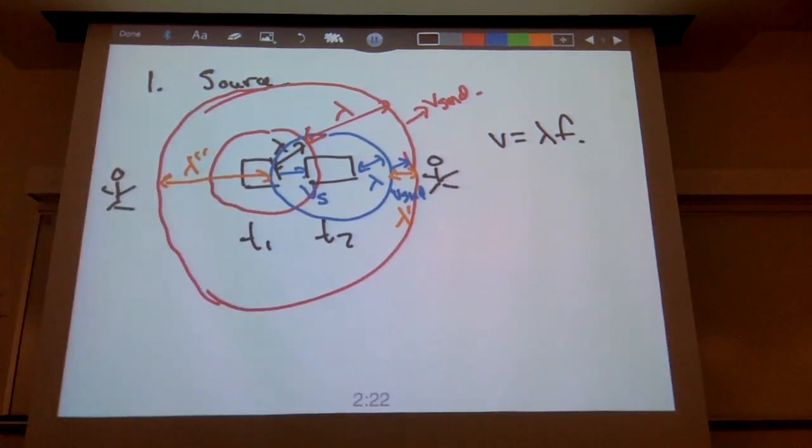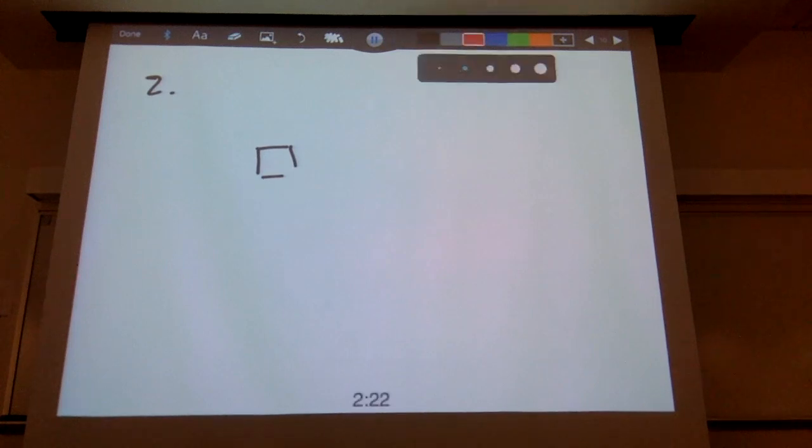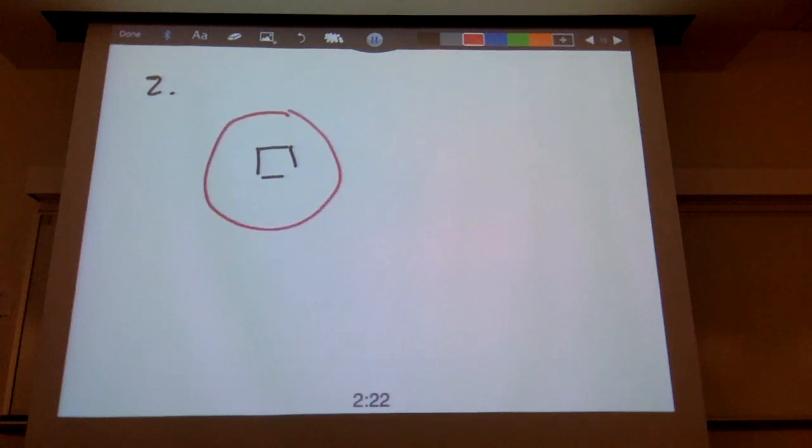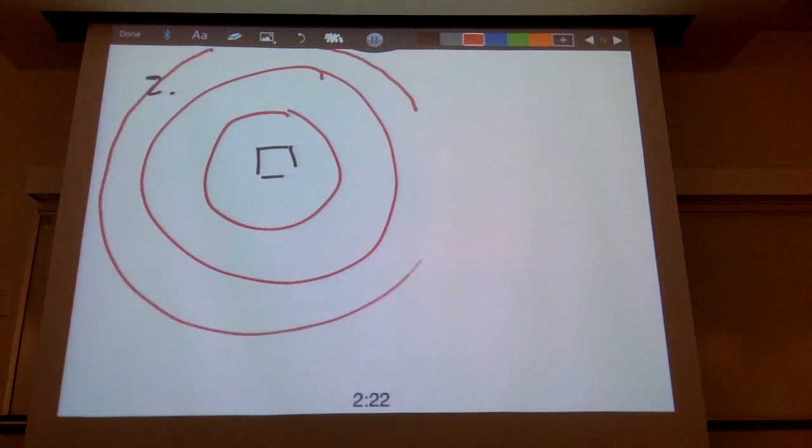Now, we'll go through all the math on this next time, but let me show you case number 2. In case number 2, I have a fixed source. This thing is not moving. It is sending out wave pulses, where each one of these is a fixed wavelength: wavelength, wavelength, wavelength.